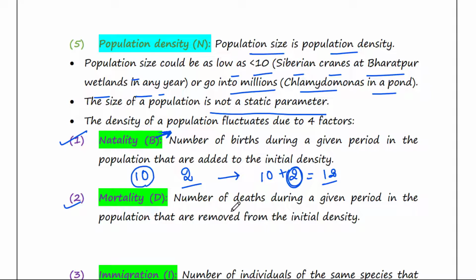Next is mortality. The number of deaths during a given period in the population that are removed from the initial density is called mortality. It is denoted by capital D. Again, check this. We found that the death rate was denoted by small d and the mortality is denoted by capital D. There is the difference. Suppose we have 15 people in our society. Now 3 people died. So the population density is now 15 minus 3 is equal to 12. And this 3 is the mortality.